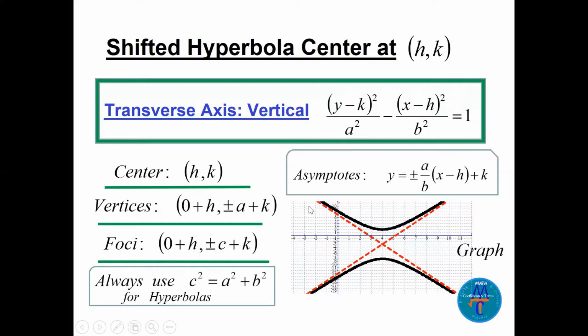Same thing here, the vertices now become 0 plus h. See, these are the vertices, 0 plus h, and then plus or minus a plus k, because there are 2 vertices, 2 foci, 0 plus h, plus or minus c plus k. Now this formula does not change. For all hyperbolas, we have c squared is equal to a squared plus b squared.